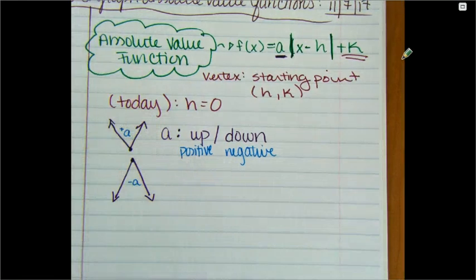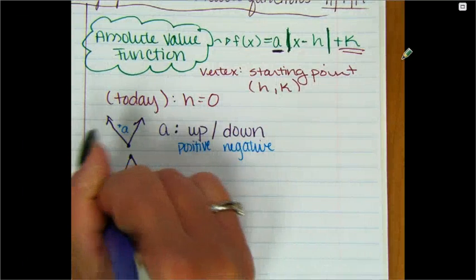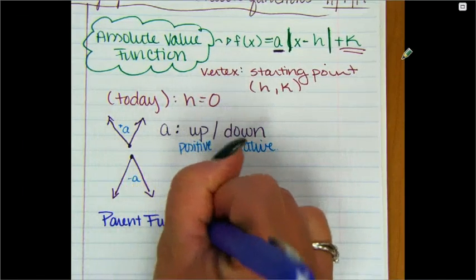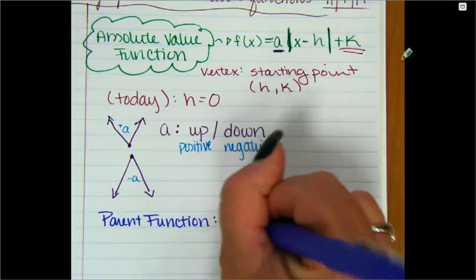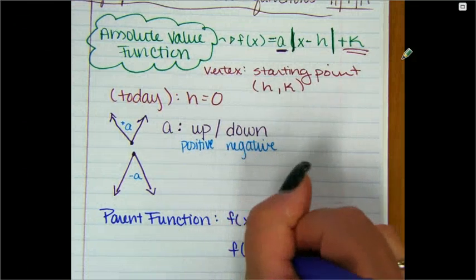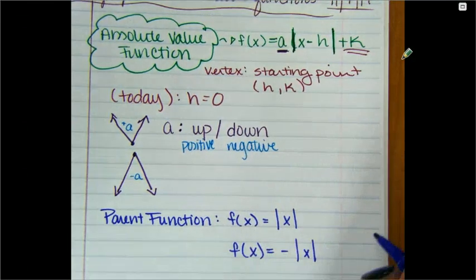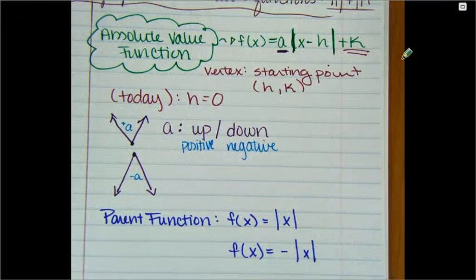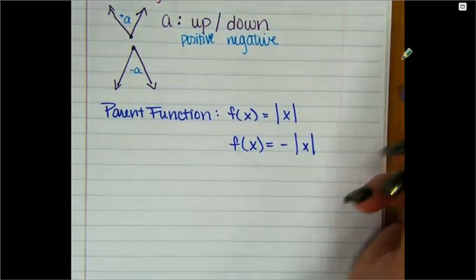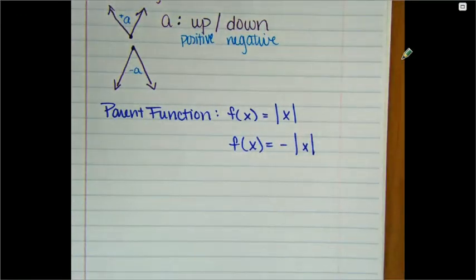This also has a parent function. This one has a parent function. It's either f of x equals the absolute value of x, or f of x equals negative absolute value of x. Parent. And their starting points on both of them are going to be at what? What do you think? 0, 0.